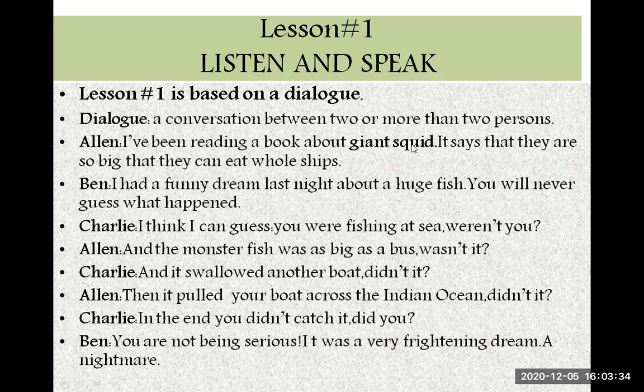Yes, a squid is a sea creature. It lives deep down in the sea. And giant definitely refers to its size. A giant squid is a huge size squid, a very huge squid, enormous squid. Okay, Ben is the next who says something. What he says: I had a funny dream last night about a huge fish. You will never guess what happened. Now Ben wants others to guess what he saw in his dream.